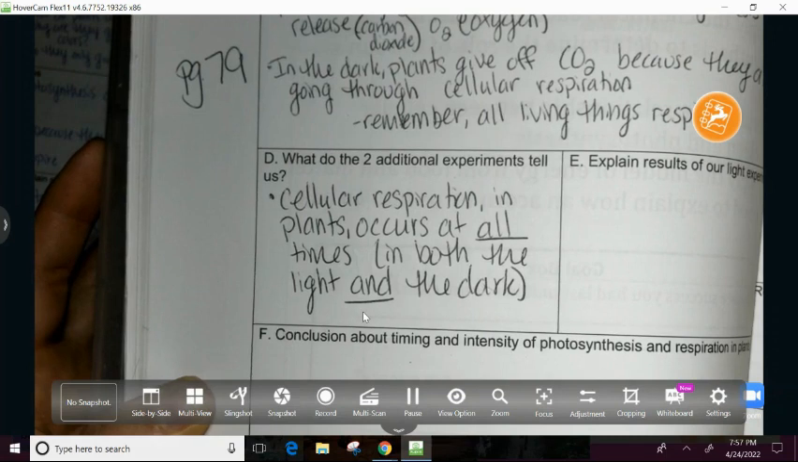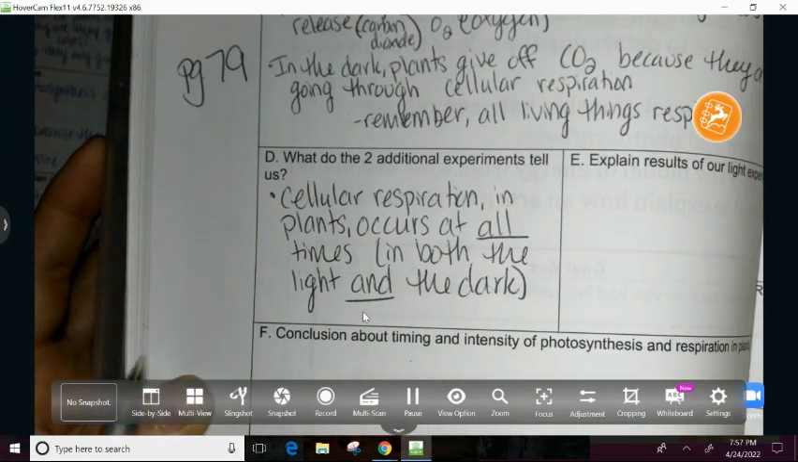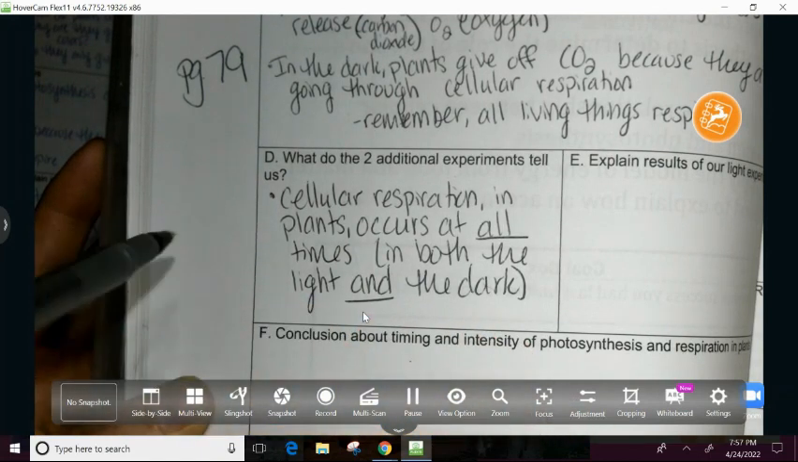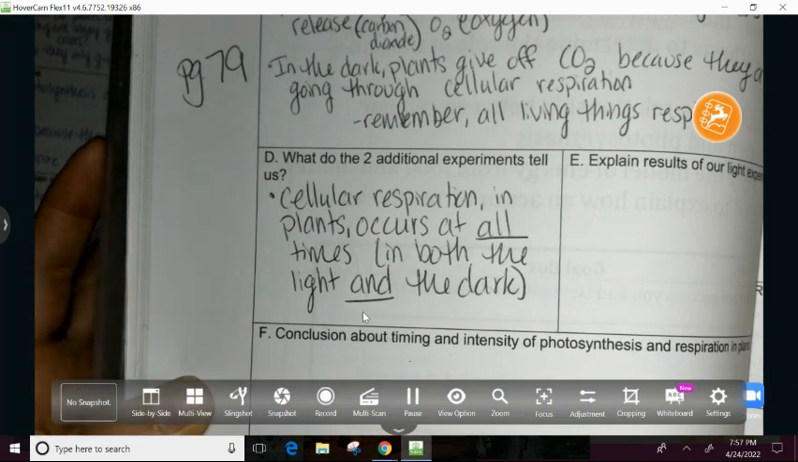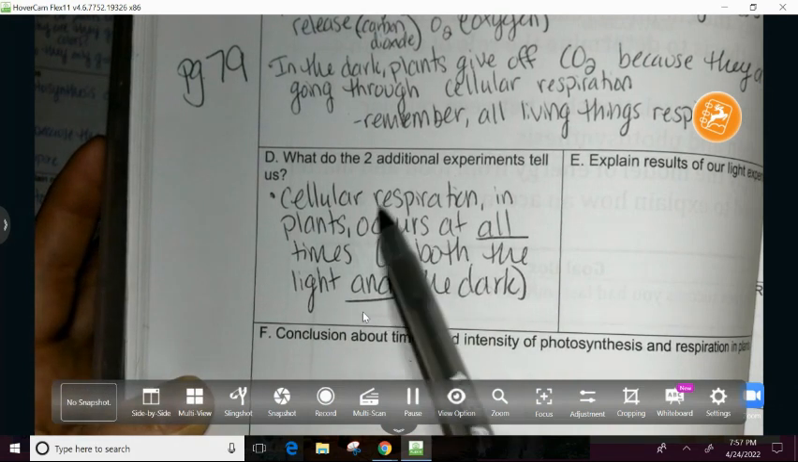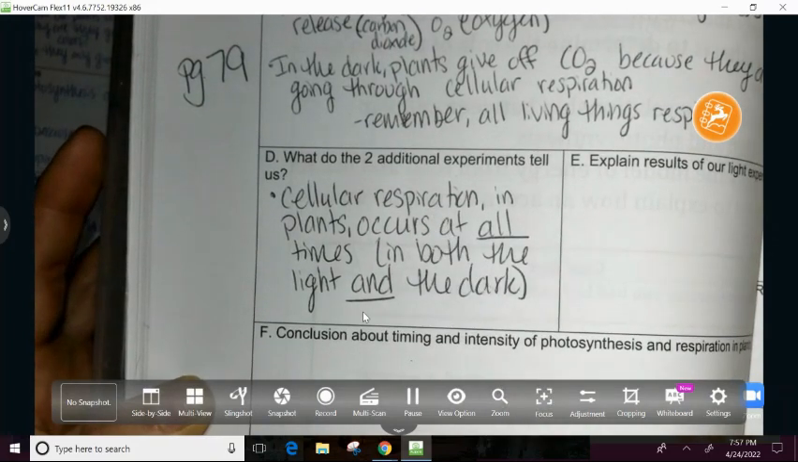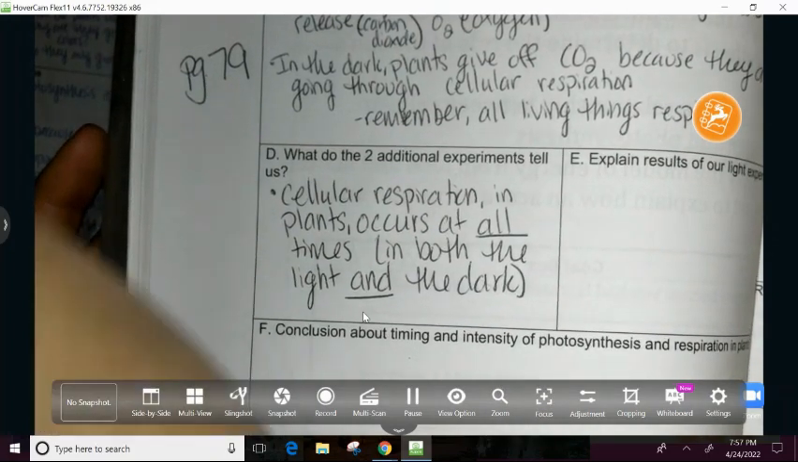But then how does that explain the fact that there was still a change in the BTB solution? So when it turned from yellow, meaning that there was carbon dioxide, into the blue, which meant there was oxygen. Because through cellular respiration, remember, we breathe out carbon dioxide. So how does that explain that difference?